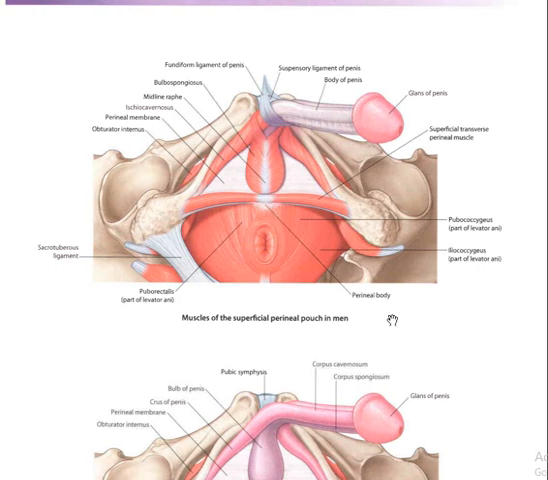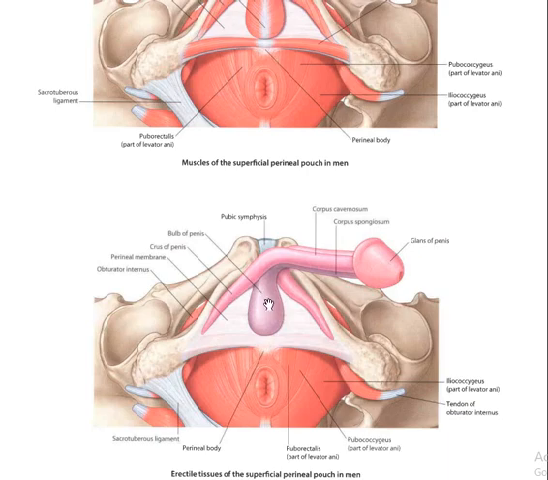Here is going to be the perineal body. Here is going to be the puborectalis, the sacrotuberous ligament. Here is going to be the pubococcygeus, part of the levator ani. Here are the levator ani muscles. Here you see that superficially, in the superficial perineal pouch, you instead have the superficial transverse perineal muscle. Here is going to be the body of the penis, the suspensory ligament of the penis.